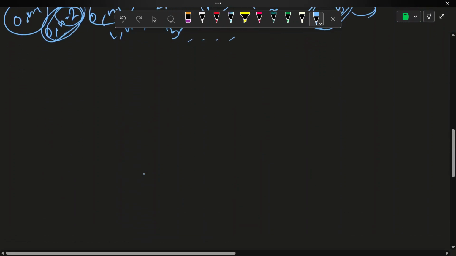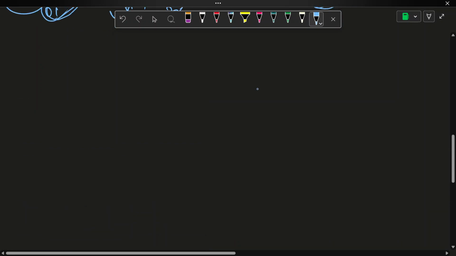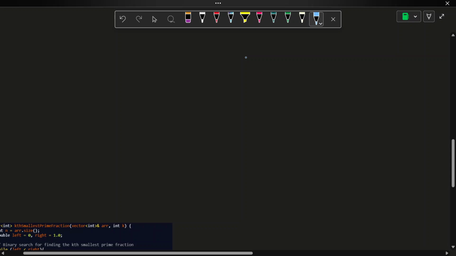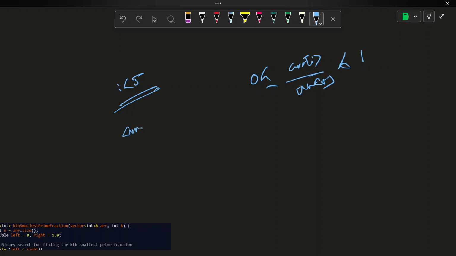Okay, let's see another approach where I can use binary search. Okay, so what is the maximum value? I have explained that array of i by array of j is greater than or equal to 0 and less than 1, right? Why less than 1? I mentioned that this value cannot be repeated, that's why it cannot be 1. And why 0 to 1? Because i is less than j, and this is a sorted array, so array of i will always be less than array of j.